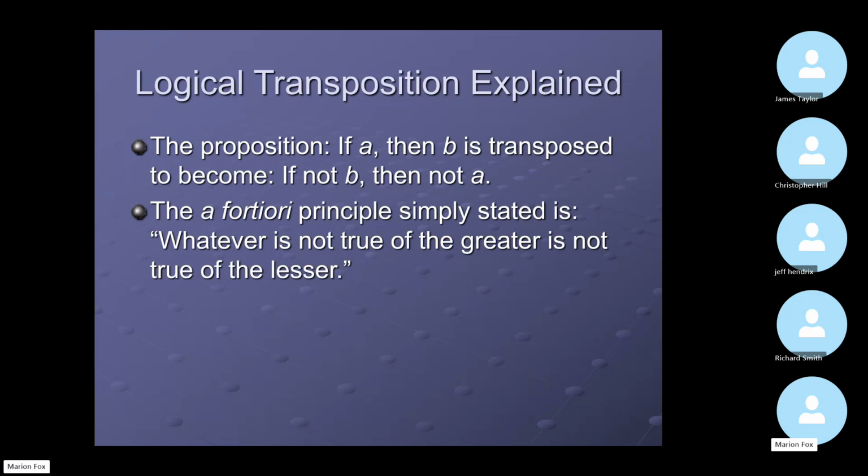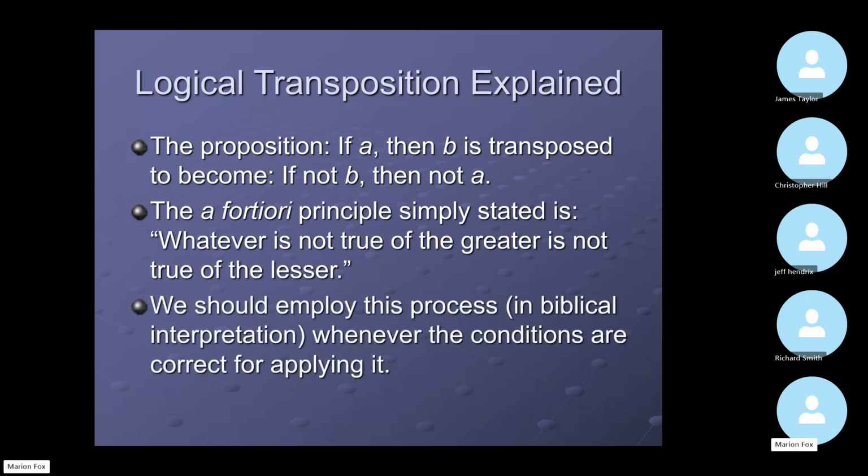The a fortiori principle simply stated is whatsoever is not true of the greater is not true of the lesser. That's the second form of it. The first form is what is true of the lesser is true of the greater. So now we have two hermeneutical principles. Both are from the a fortiori principle. Two forms of it. One's negative and one's positive. One takes from the lesser to the greater, and the other one takes the greater. What is not true of the greater is not true of the lesser. Are there questions?